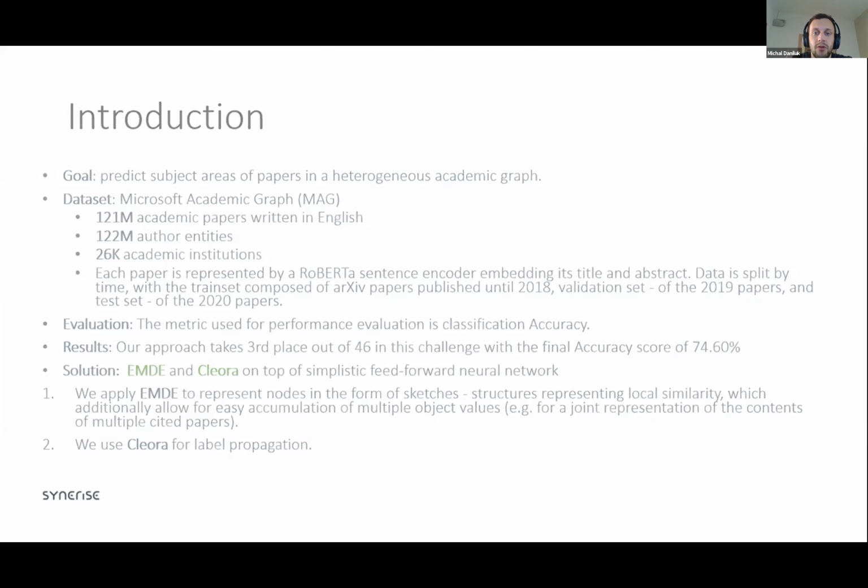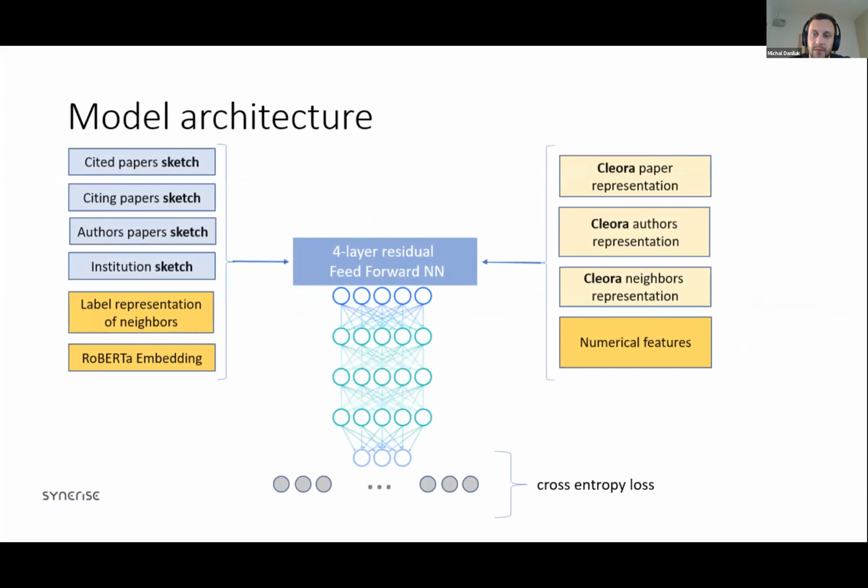And the model architecture itself is very simple. It is a 4-layer residual feed-forward neural network with leaky ReLU activations and batch normalization, and with 153 outputs representing the possible arXiv classes. The most elaborate part of our solution are the input features, which are pre-computed and fed as a model input in the form of a large concatenated vector.